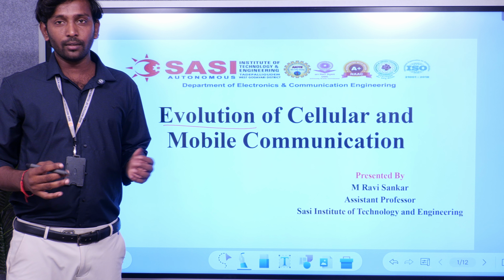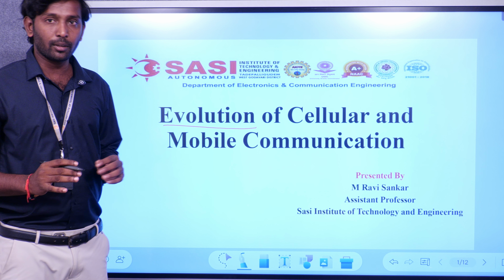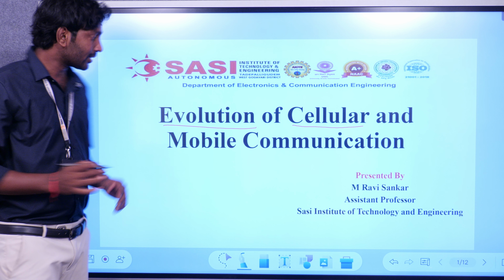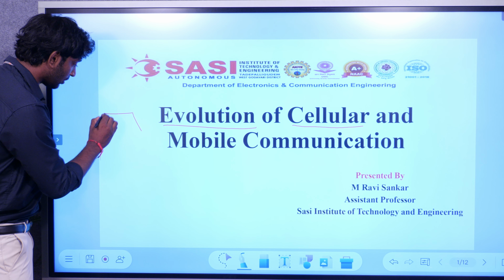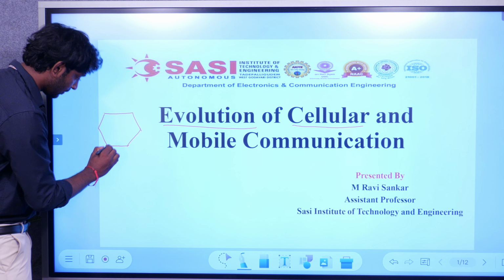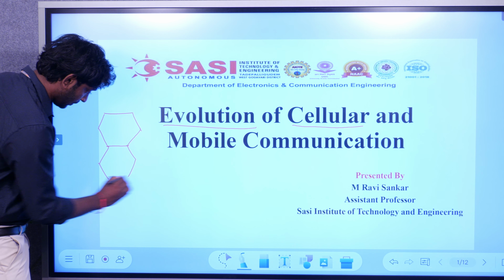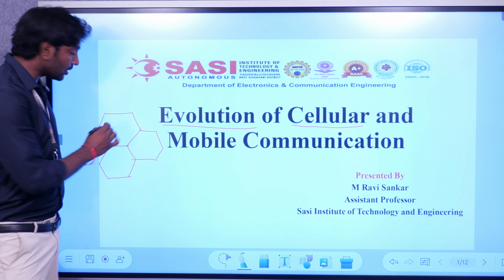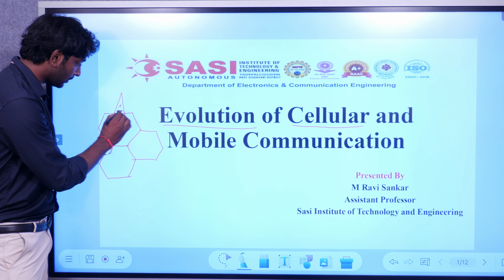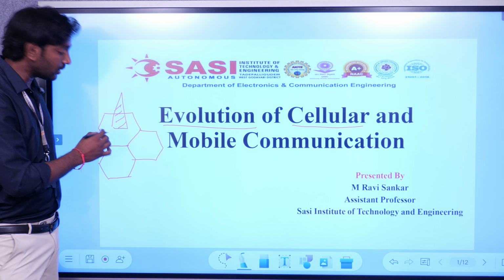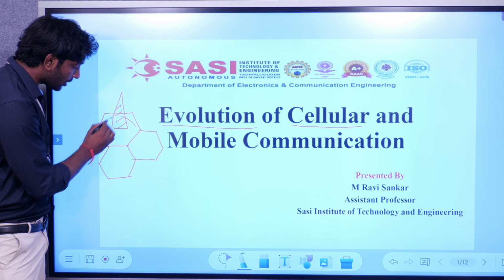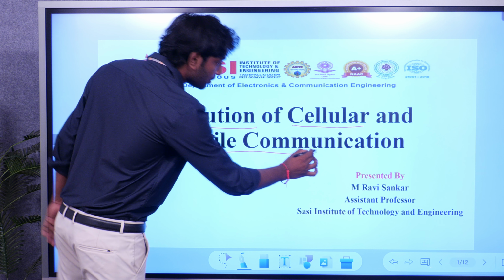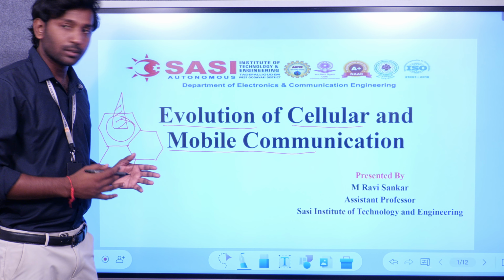Before going to the topic, we need to know about cellular and mobile communication. Cellular means a cell. Which type of cell? Hexagonal shaped cell. In this hexagonal shaped cell, we maintain a base station. This base station provides the radio signals. This radio signal covers the entire geographical area of the hexagonal shaped cell. And mobile communication is used to transfer data from one place to another place.